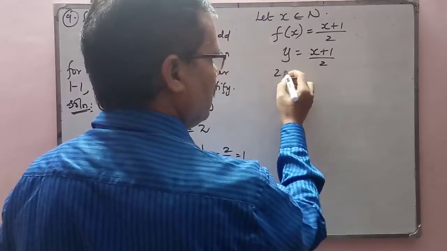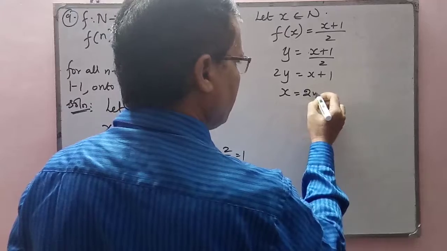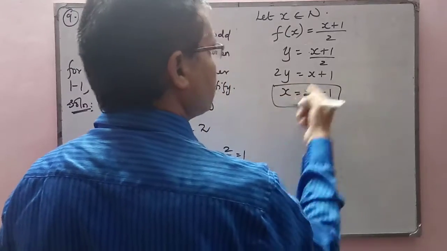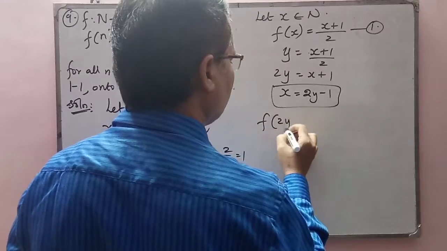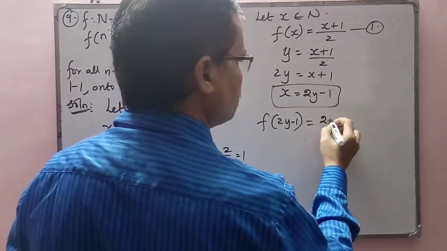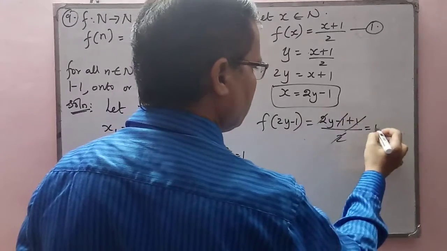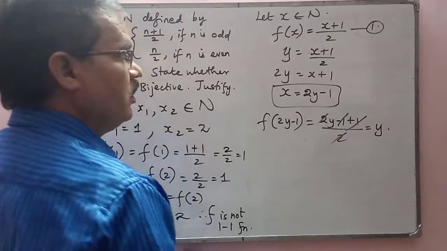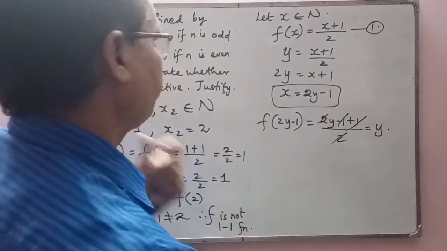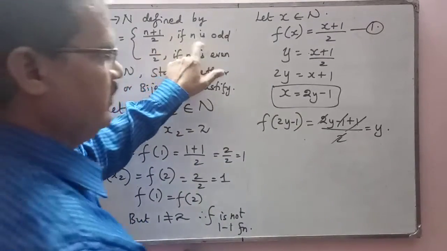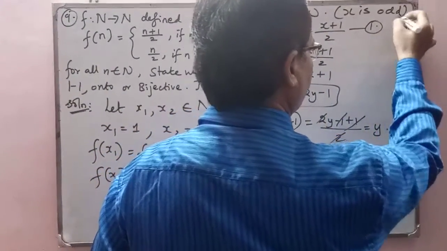Solve this for x. 2y equals x plus 1. x is equal to 2y minus 1. Now you substitute in the given expression. f of (2y minus 1) is equal to (2y minus 1 plus 1) by 2. Minus 1 plus 1 gets cancelled. This is equal to y. Okay, children. So what can you understand from this one? I have taken x as odd. When x is odd, this is the case.